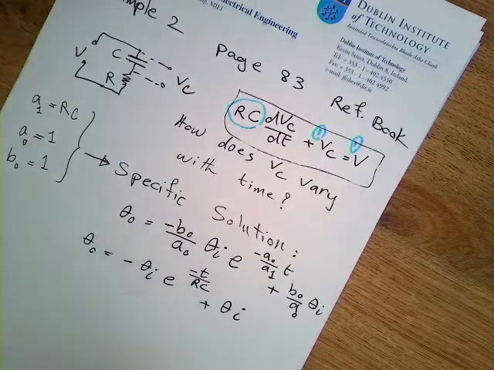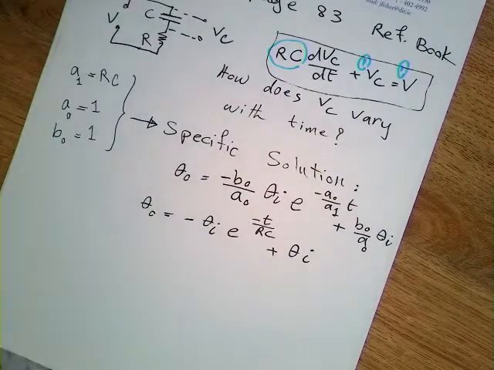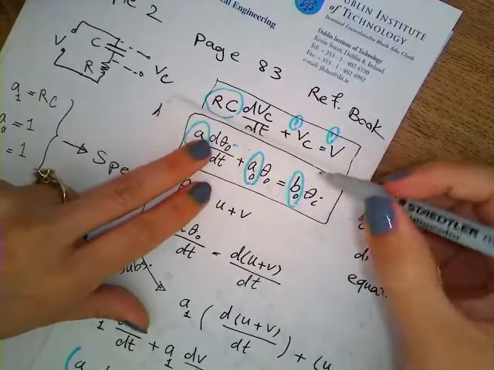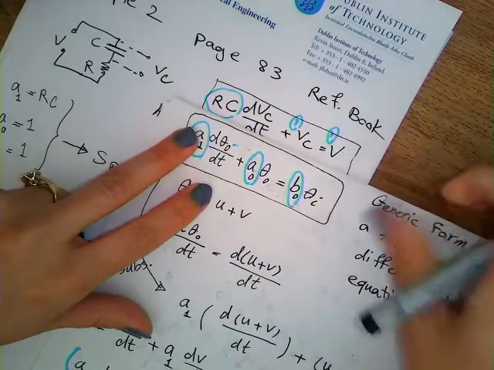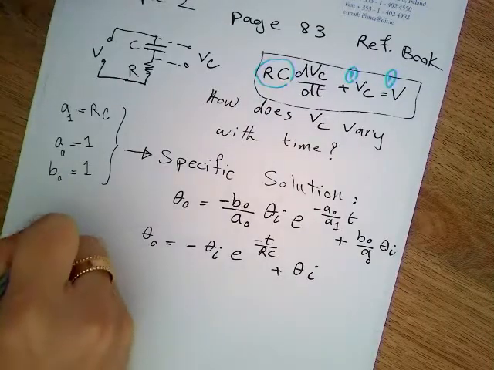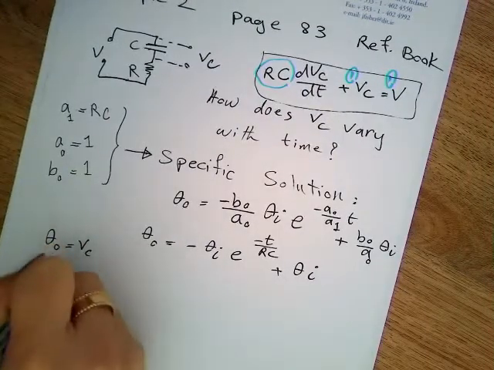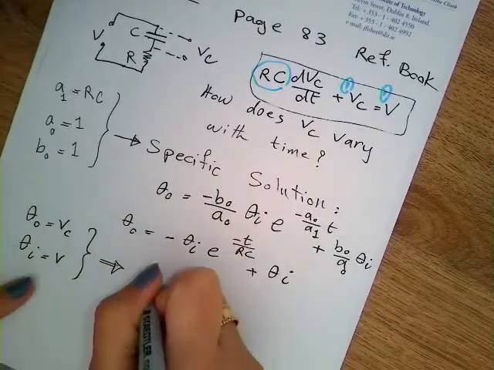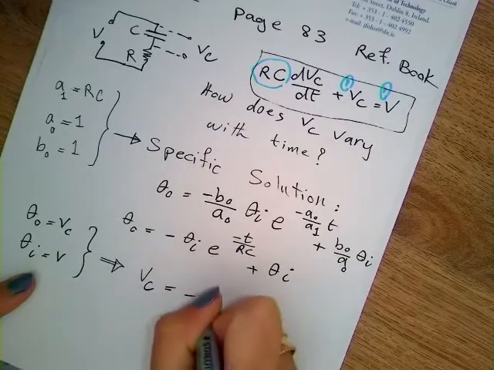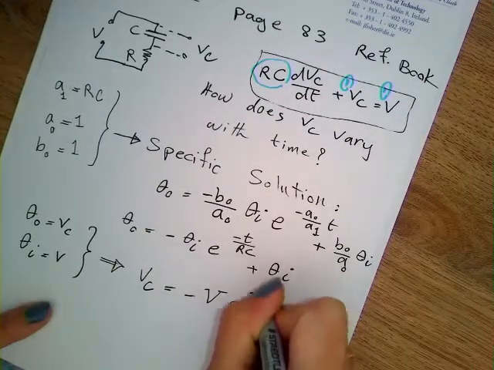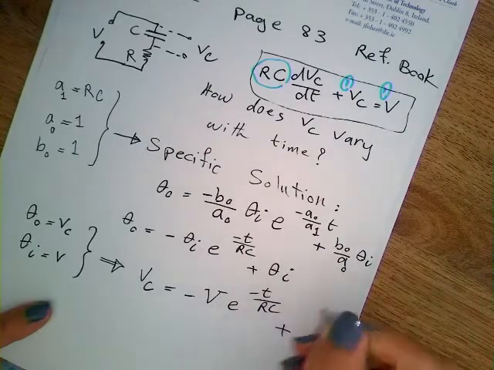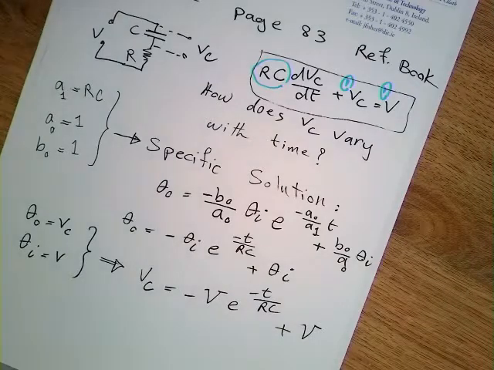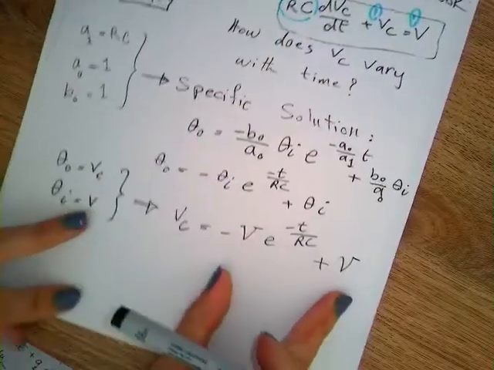So if I replace theta O with VC, and theta I with my input, which is my voltage V, I can have VC is equal to minus V exponential of minus t over RC plus theta I, which is my V. And that will give me a very nice solution for this problem. I can also factor out the V to have only one of them.